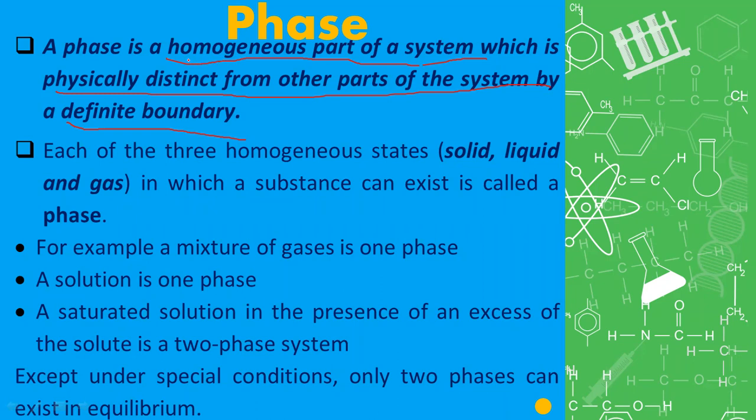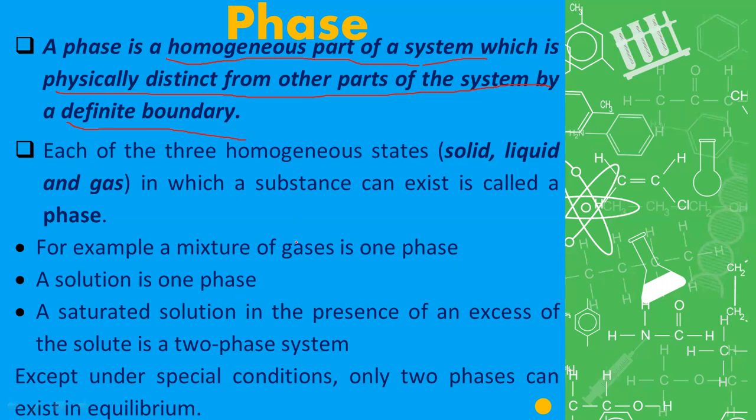Each phase is always physically distinct, separated from the other phases. You can easily know that when I look at the three, this is the ice, and it is separated from the other phases. So there is always a definite boundary that separates the phases in a system. And I told you there are commonly three phases that are known: the solid, liquid, and gaseous phase.